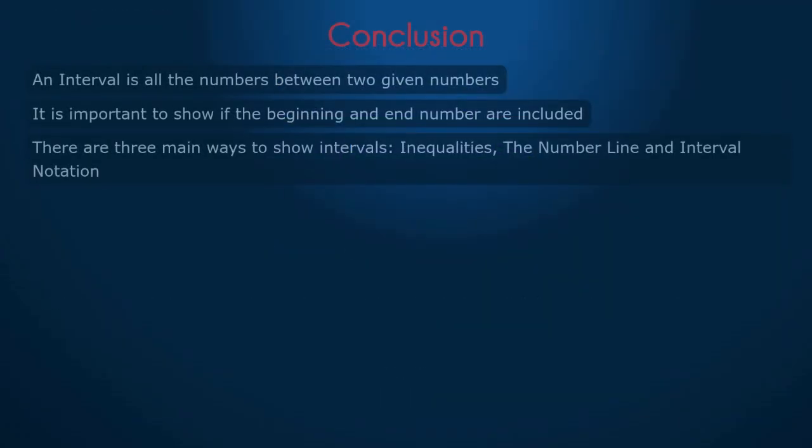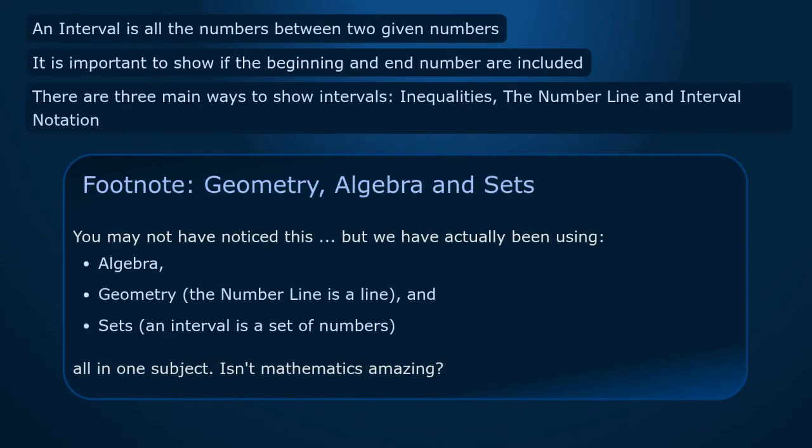An interval is all the numbers between two given numbers. It is important to show if the beginning and end number are included. There are 3 main ways to show intervals: inequalities, the number line, and interval notation. You may not have noticed this, but we have actually been using algebra, geometry, the number line is a line, and sets, an interval is a set of numbers, all in one subject. Isn't mathematics amazing?